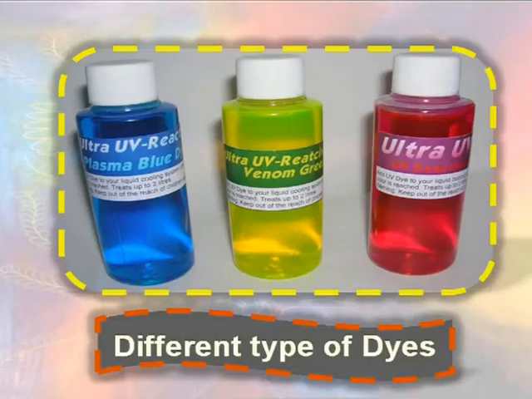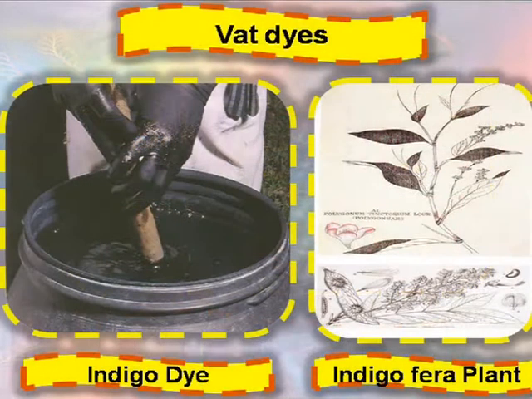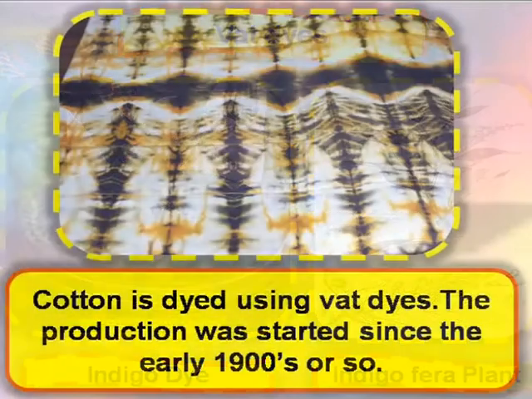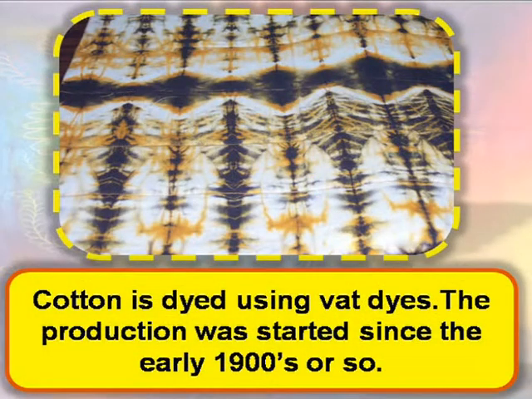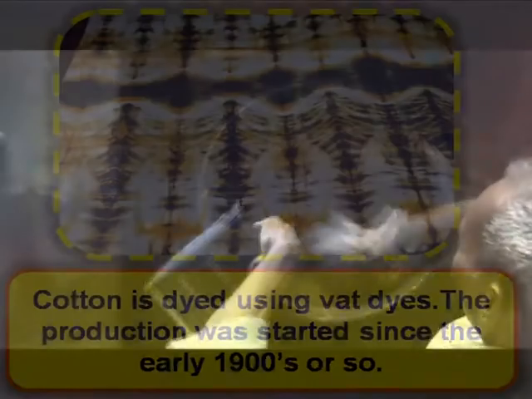Different types of dyes. First, wet dyes. Indigo is one of the oldest natural wet dyes. They have maximum durability and color fastness. Cotton is dyed using wet dyes. The production started in the early 1900s or so.